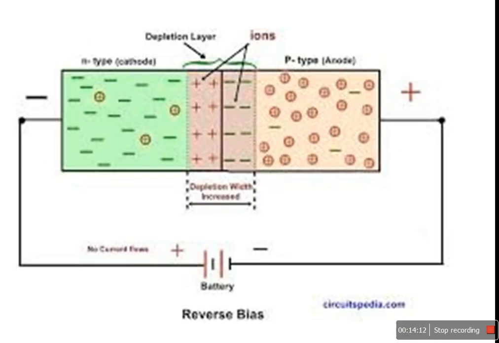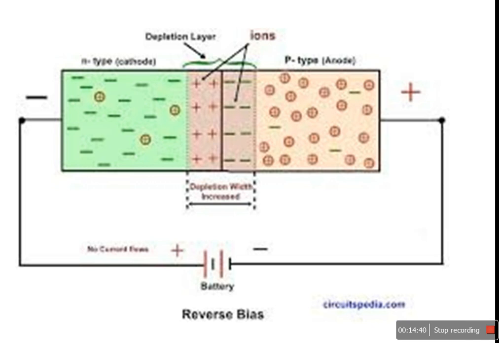So in reverse bias, the P type is connected to the negative terminal of the battery and the N type is connected to the positive terminal of the battery. So positive and negative are attracted, and negative and positive terminals are attracted. Here the depletion region width will be increased.